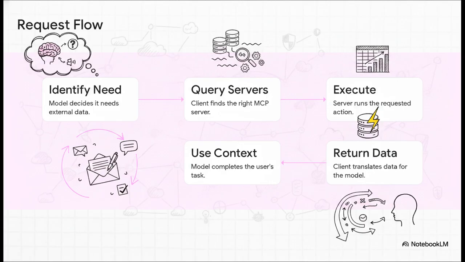Step 1, the model identifies it actually needs external data. Step 2, the client checks its registered servers. Step 3, the completely independent database server runs the query and gets those numbers. Step 4, the client translates this back. And Step 5, the model uses that data to call the email server to draft the message. The coolest part? The database and email servers do all the heavy lifting without ever knowing the other even exists.